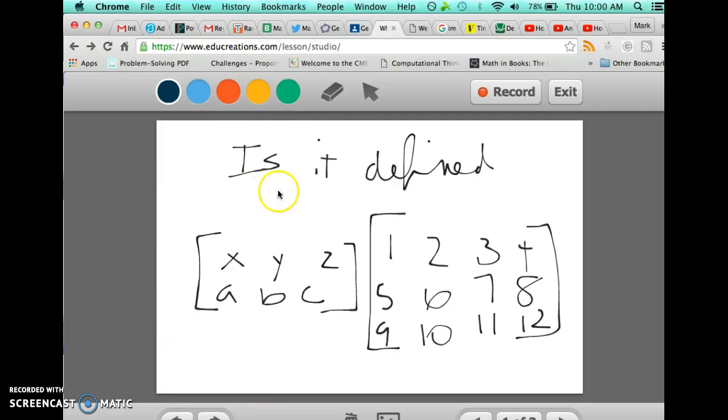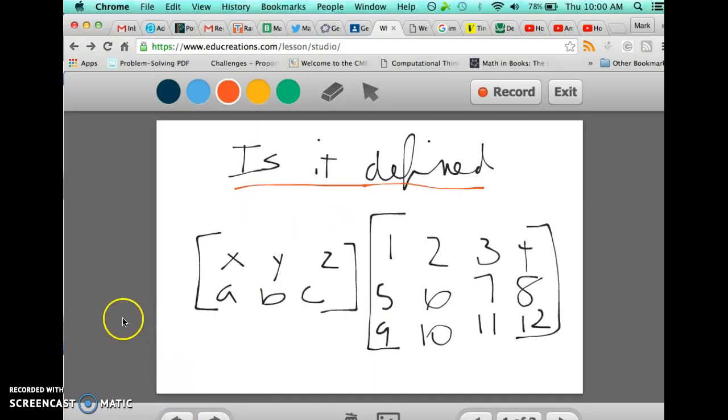Our first example basically just asks, is it defined? If I take this matrix times this matrix, will I get something that's defined? There's a couple ways to do this. One is the way I was just showing, where you imagine taking the x, y, z and turning it. If you do that, yeah, that works, right? The x will match with the 1, the y will match with the 5, the z would match with the 9. So that's one way of looking at it and saying, yeah, it's defined.